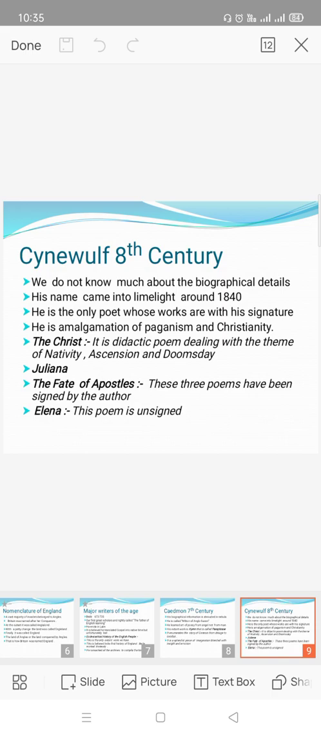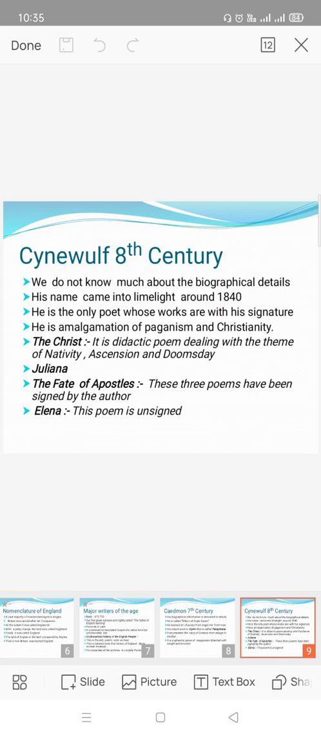There is always a space for guess and conjecture whether these works were written by that particular author to whom it is ascribed or not. But here, in the case of Cynewulf, he is the first writer of English literature who started signing his own work, and he wrote in Latin and in English. The first poem is The Christ.